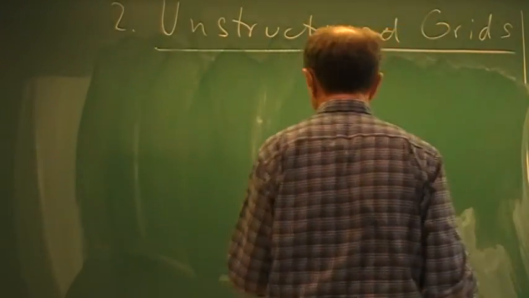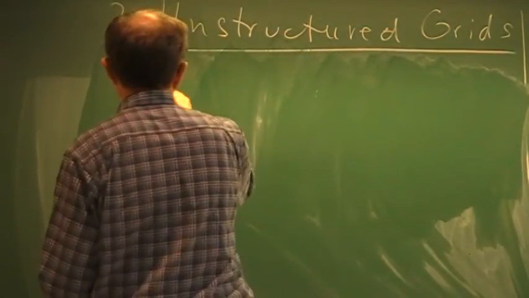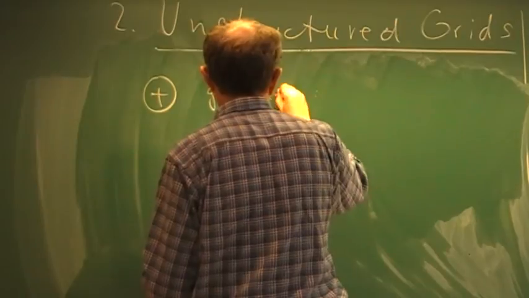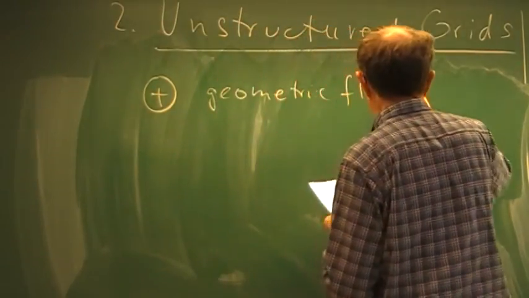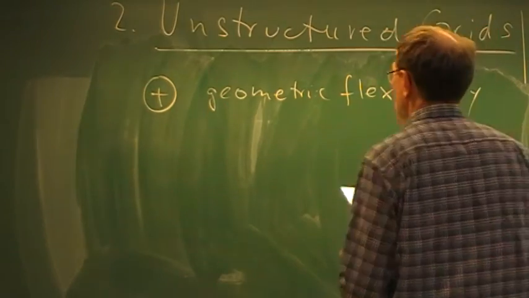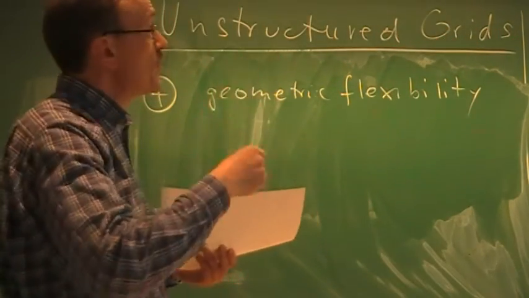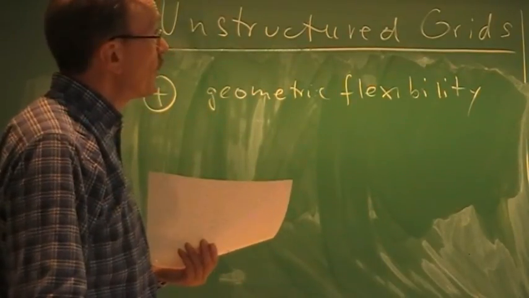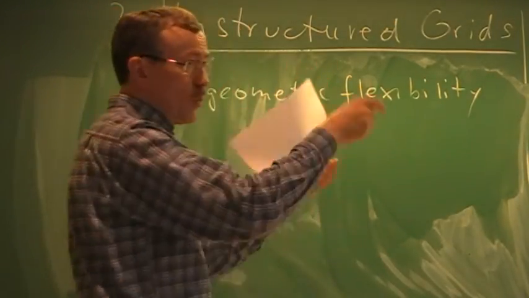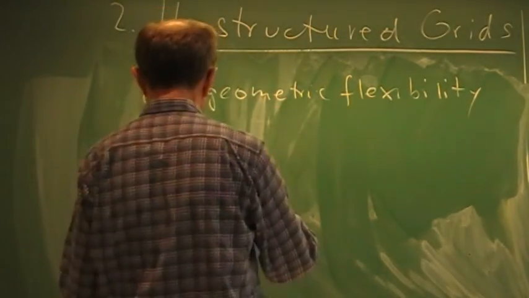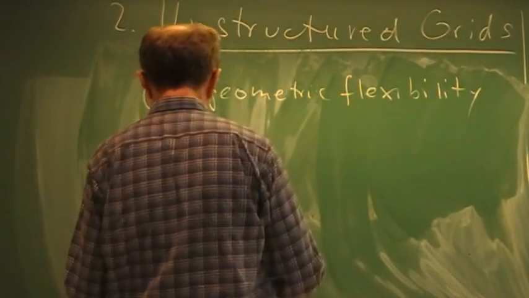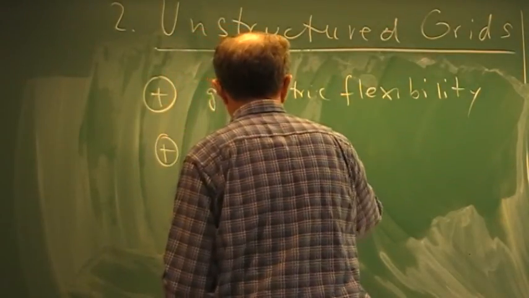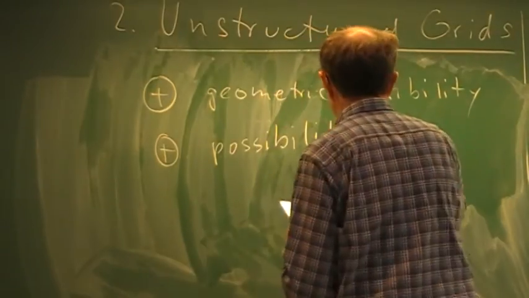they have the big advantage over the structured grids that they have geometric flexibility. We can just, where we need it, we put in the points, we triangulate in 2D, we get a tetrahedral grid in 3D. And we can put in more points where we need it. And that is also very useful, that we can then do grid adaptation. So we have the possibility of grid adaptation.